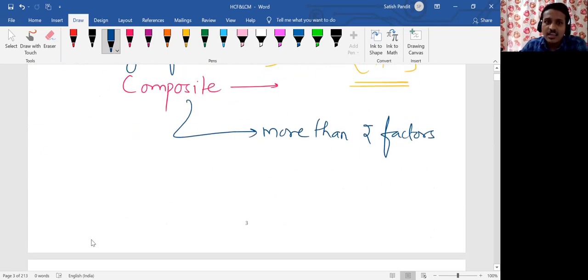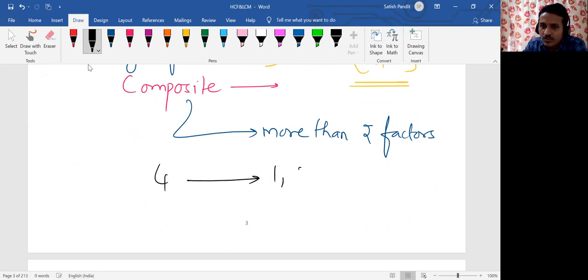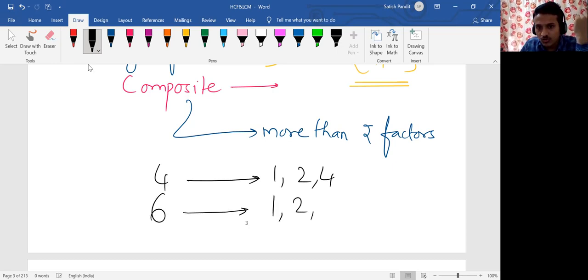Nice. Next, composite number. An example is 4. If you see 4, the factors are 1, 2, and 4. So 4 is a composite number because the number of factors is more than 2. Even 6 is a composite number because the factors are 1, 2, 3, and 6. There are 4 factors.